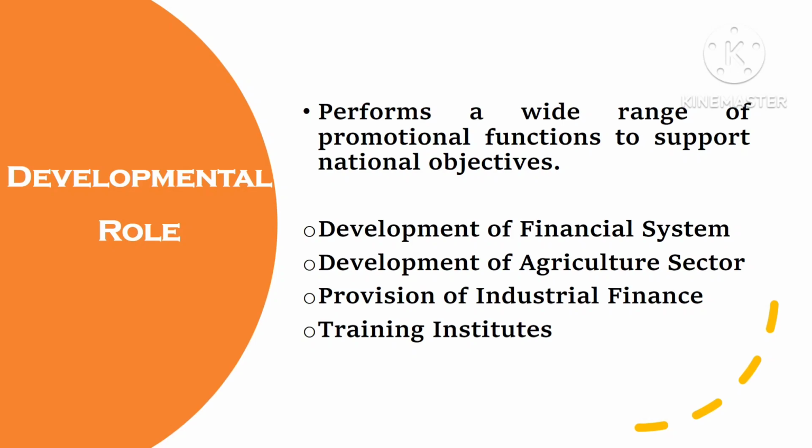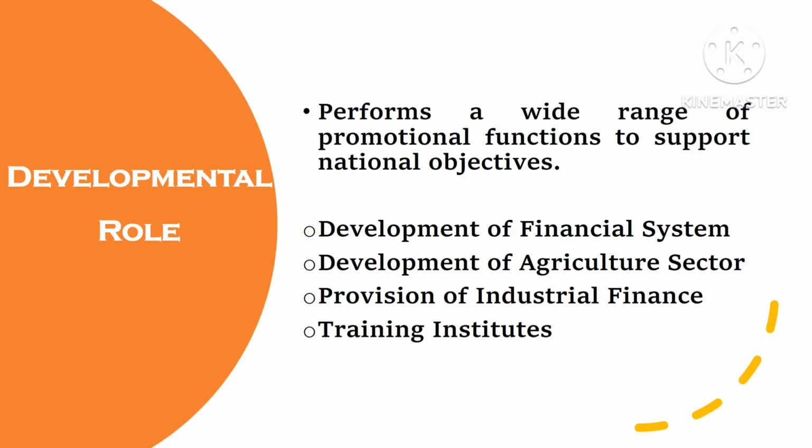RBI performs a wide range of promotional functions to support national objectives. Some of these functions are as follows. Development of the financial system: to make our financial system more efficient, RBI has encouraged establishment of major banking and non-banking institutions to cater to the credit requirement of diverse sectors of the economy. To promote financial inclusion, payment banks, small finance banks and banking correspondents have been introduced by RBI.